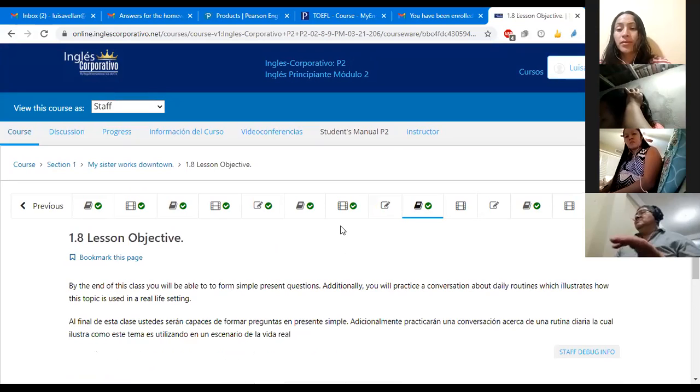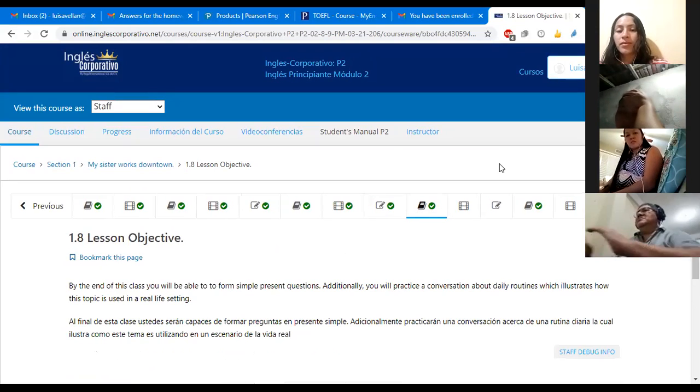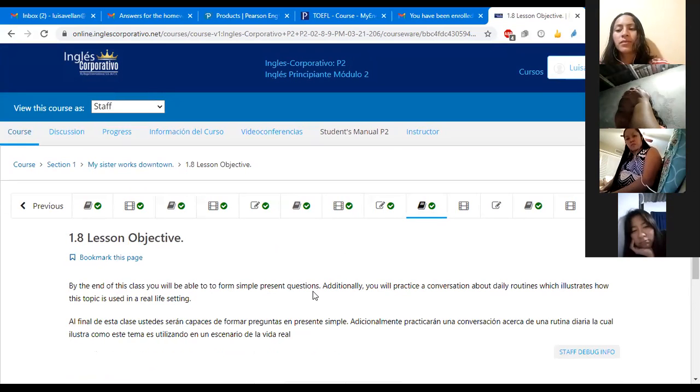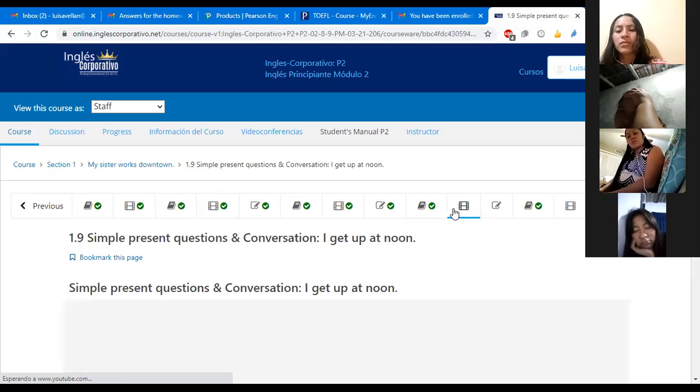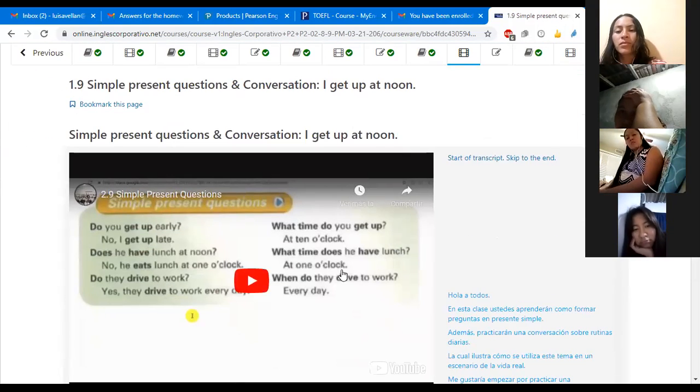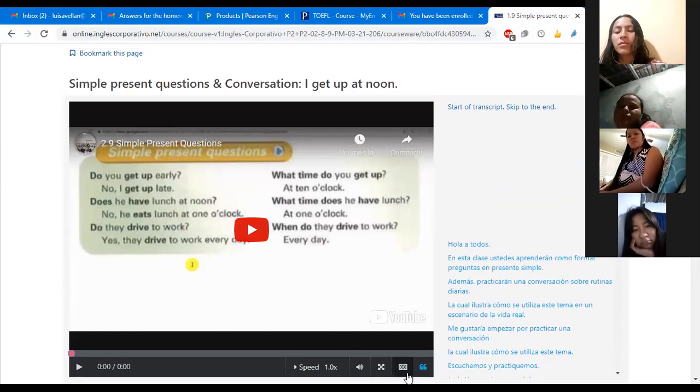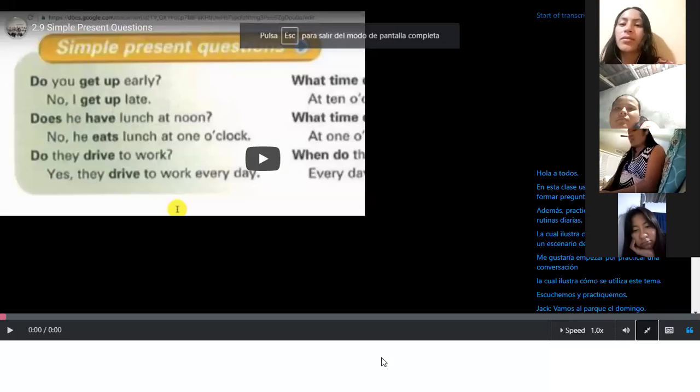Now we have to move on to the next one. It says, by the end of this class, you will be able to form simple present questions. Vamos a las preguntas, right? Additionally, you will practice a conversation about daily routines, which illustrates how this topic is used in a real life setting. Okay, ya le di un avance de las preguntas. Now we'll see, pay attention. Y si tienen preguntas, me las hacen al final del video, right? Let me see, here we go.